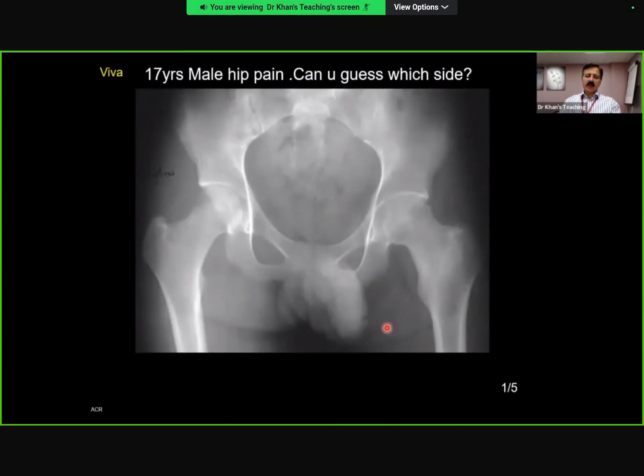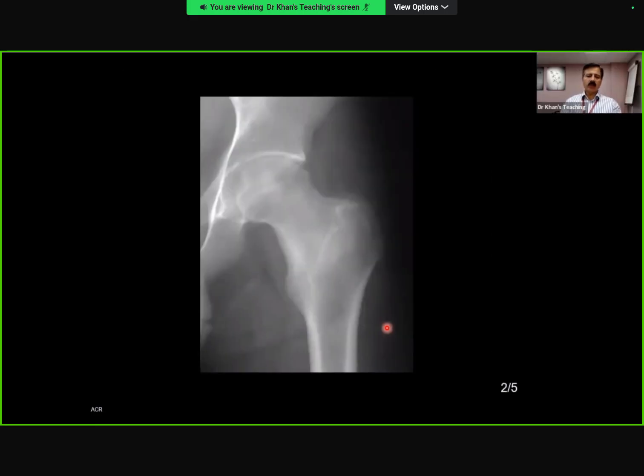Okay, candidate 1, 17-year-old, hip pain. Can you guess which side is the hip pain? Indirectly, I'm asking you which side is abnormal. Left. The left. And why do you say that? So it's asymmetrical in that there's thickening or expansion of the femoral neck. Okay, I'll show you close up. Good, well done. Please continue.